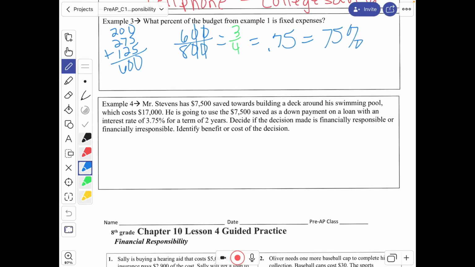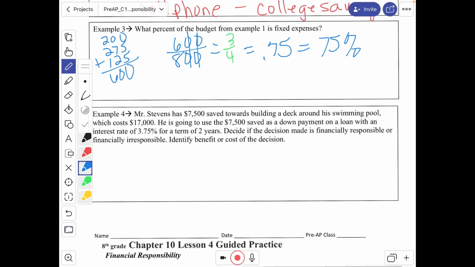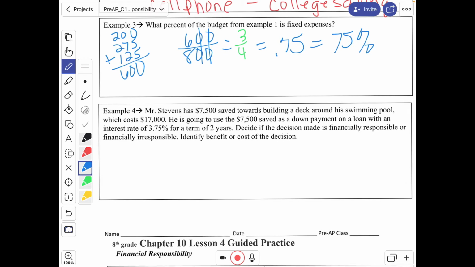Now let's get to that financial responsibility. Example 4. Mr. Stevens has $7,500 saved towards building a deck around his swimming pool, which costs $17,000. He is going to use the $7,500 saved as a down payment on a loan, with an interest rate of 3.75% for a term of 2 years. Decide if the decision made is financially responsible or financially irresponsible. Identify the benefit or cost of the decision.